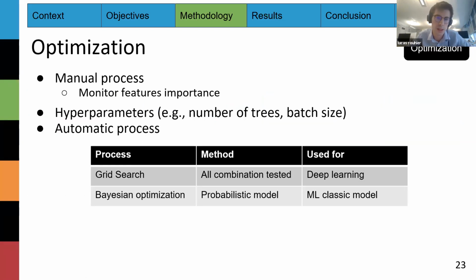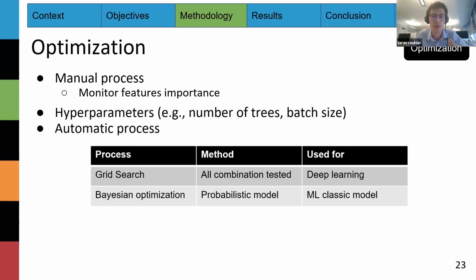So a bit about our optimization that was used here. First, there is a manual process, which is to monitor the features of importance, so we can go back to processing and create another approach with different features. Then there are the hyperparameters. For example, this would be the number of trees in a random forest or the batch size for a deep learning model. To optimize these hyperparameters, you can do it manually, or you can go through an automatic process.